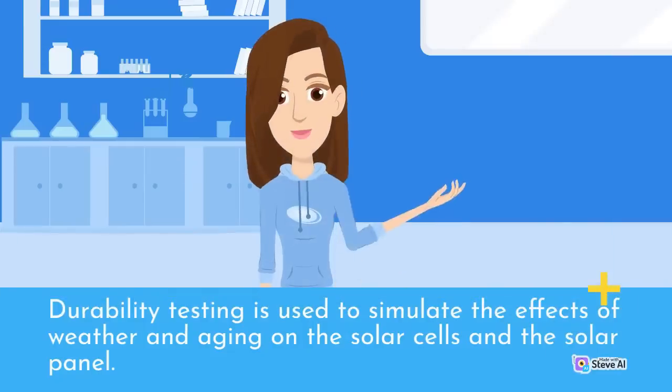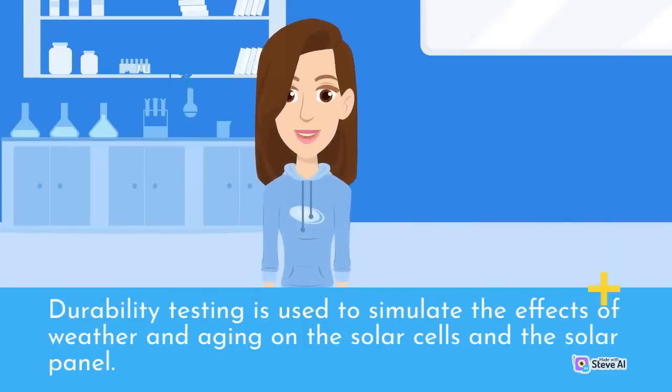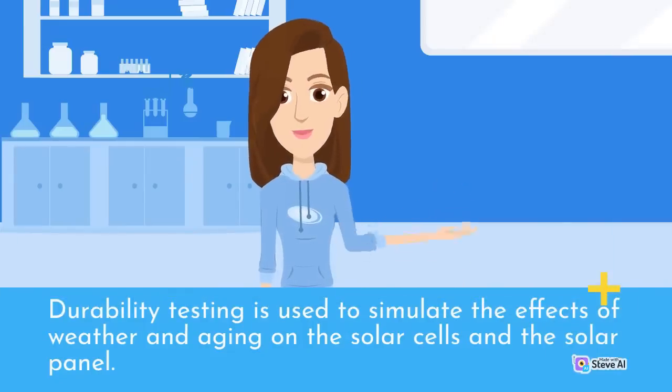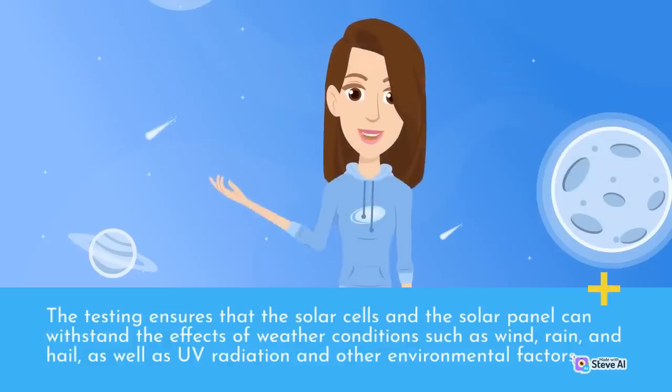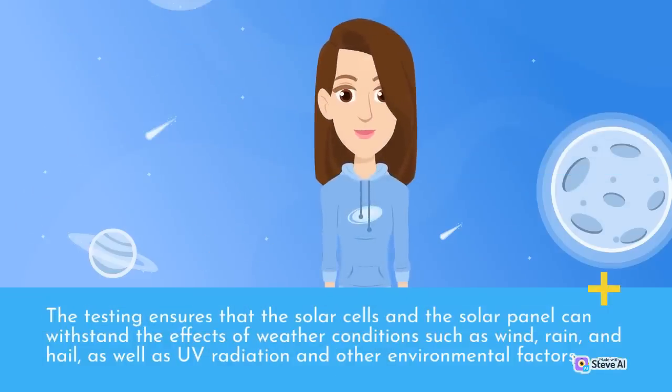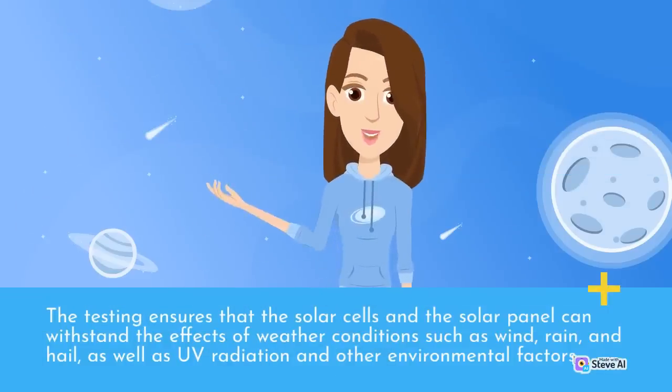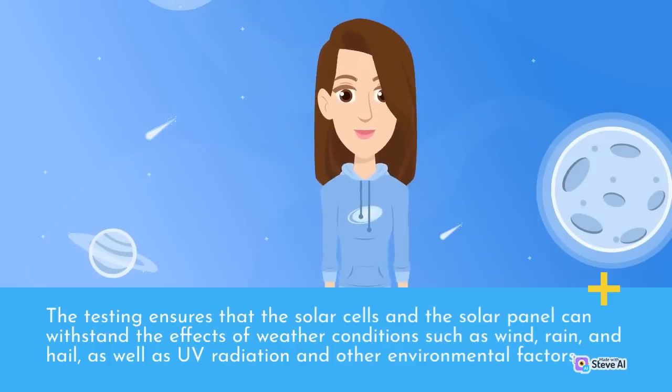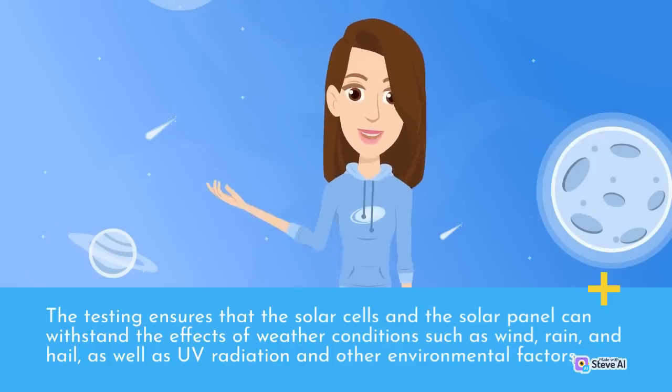Durability testing is used to simulate the effects of weather and aging on the solar cells and the solar panel. The testing ensures that the solar cells and the solar panel can withstand the effects of weather conditions such as wind, rain, and hail, as well as UV radiation and other environmental factors.